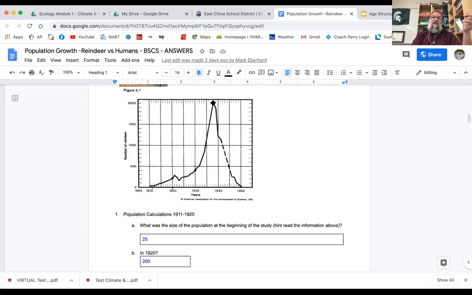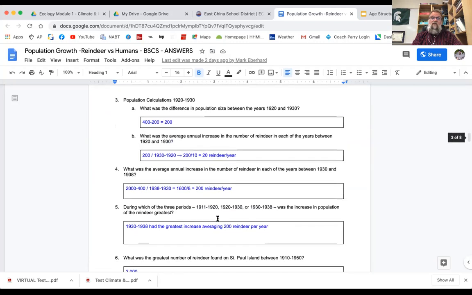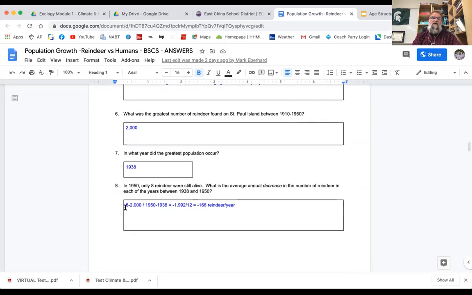But right at 1938, when we hit a peak of 2,000, look what follows. We have a crash. We have a big crash right after 1938. And if we did the calculations correctly, we ended up with a negative 166 reindeer per year. Negative means the population is shrinking. So we were growing 200 reindeer per year between 1930 and 1938. We're shrinking almost as quickly right after 38 at 166 reindeer per year, all the way down to 8 reindeer, less than what we had when we started and introduced them in 1911.